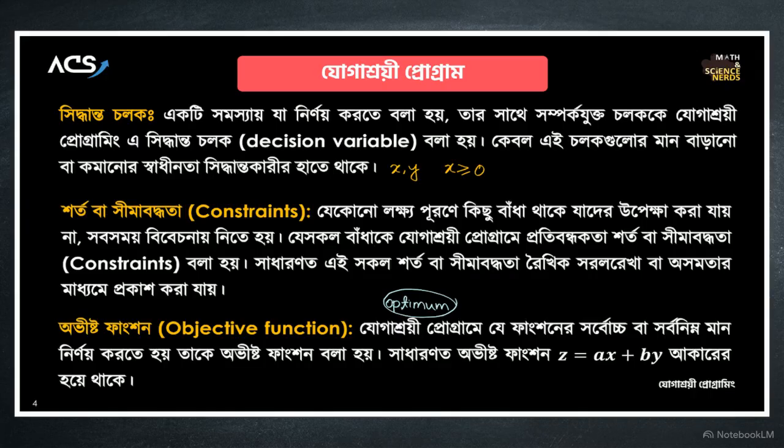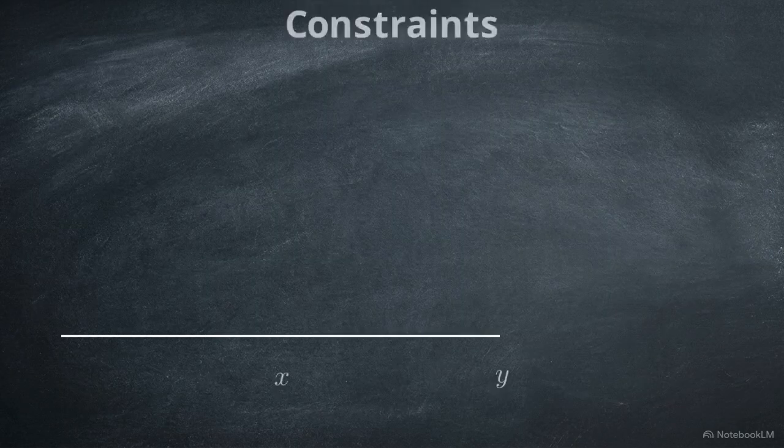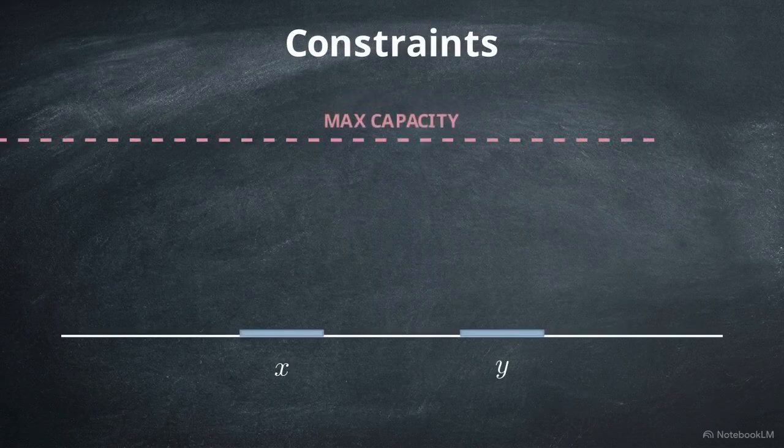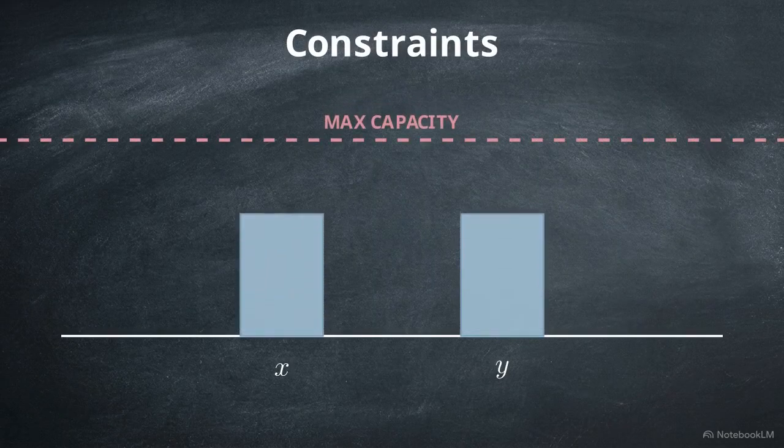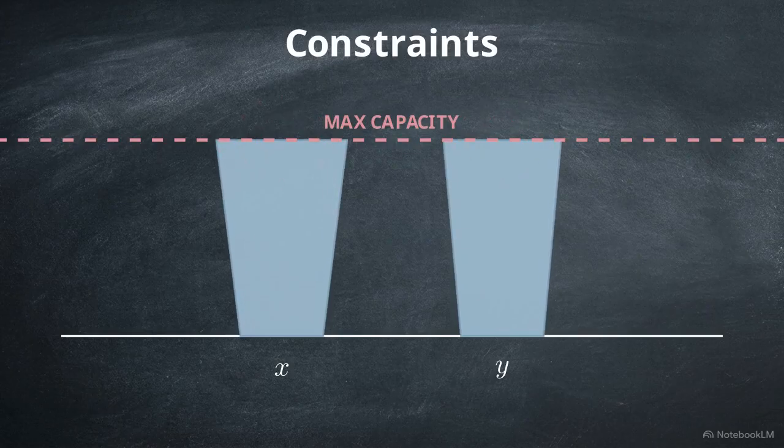Every linear programming problem begins with decision variables. This text shows them labeled as x and y. These are the specific quantities we have the power to control or adjust, like the number of pens or erasers we choose to buy. Next, we have constraints. These are the hard numerical limits, like factory capacity, available hours, or our fixed budget. They are obstacles that cannot be bypassed.